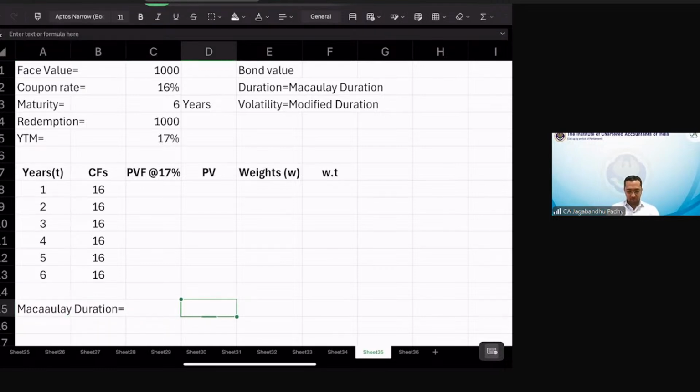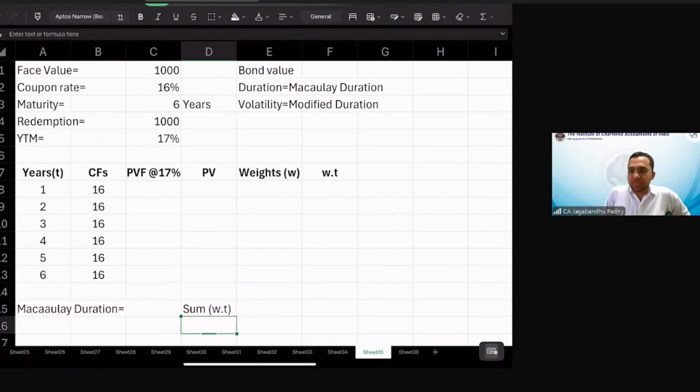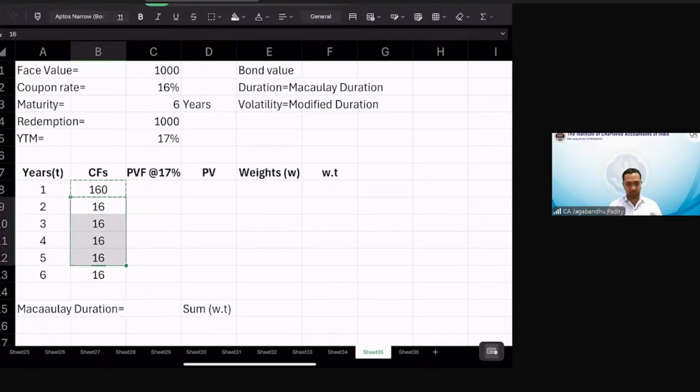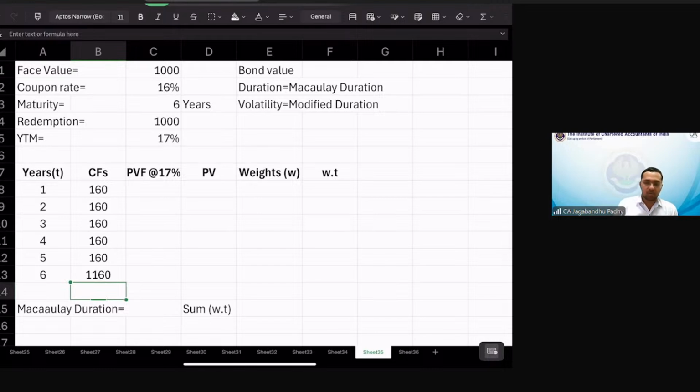Macaulay duration is simply the summation of weights into T. Cash flow should be 160. And the last cash flow is going to be 1160. Okay, the last cash flow will be 1160.